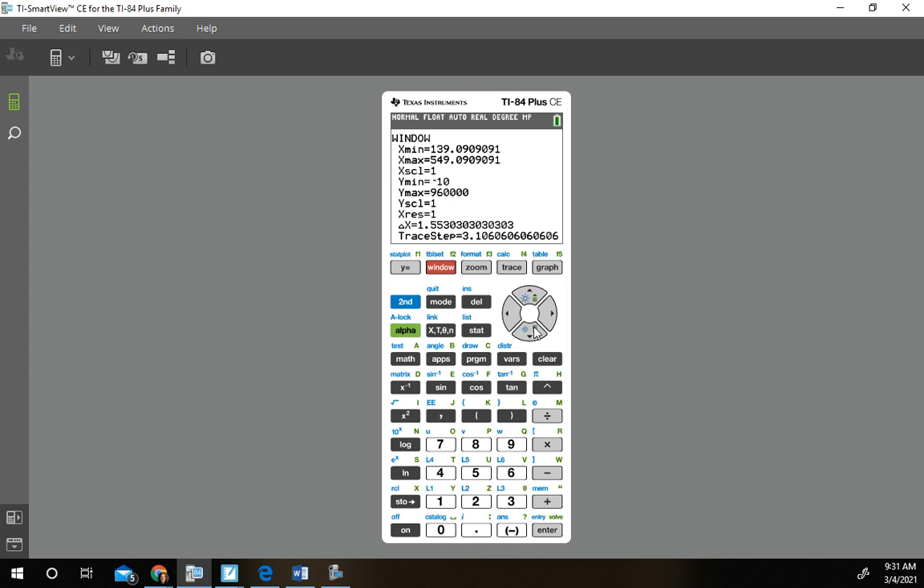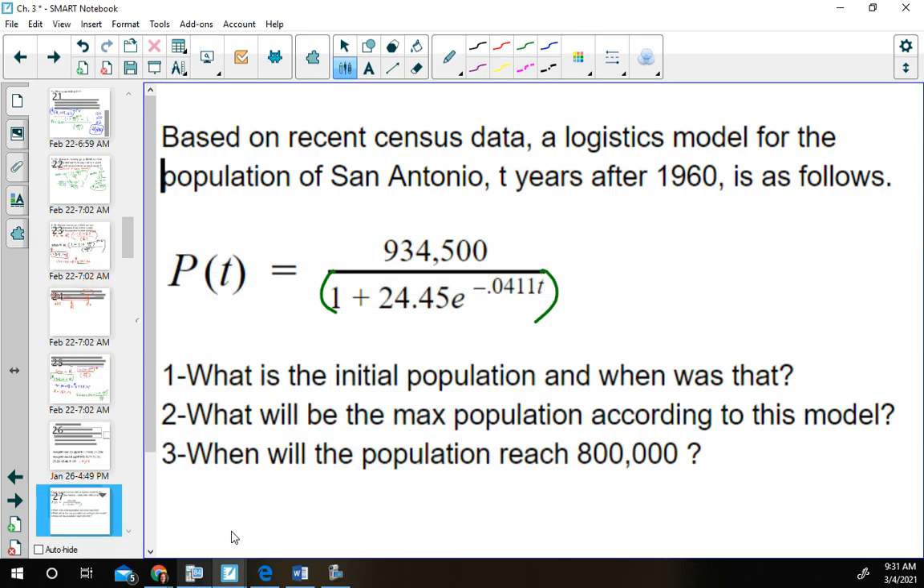I got to readjust my window here because it did it all for me. There we go. So second trace, intersect. Okay, so 121. So if it's asking for the years, we started in, I think it was 1960 plus 121 years. Okay, so in 2081, we will be at that population.